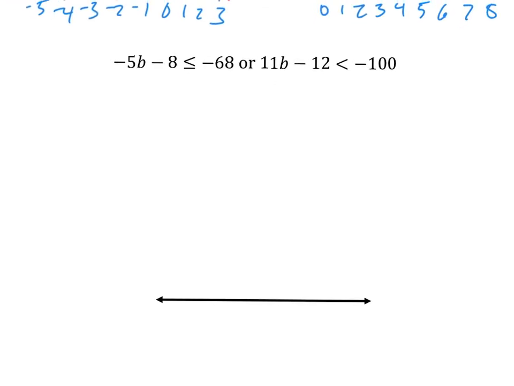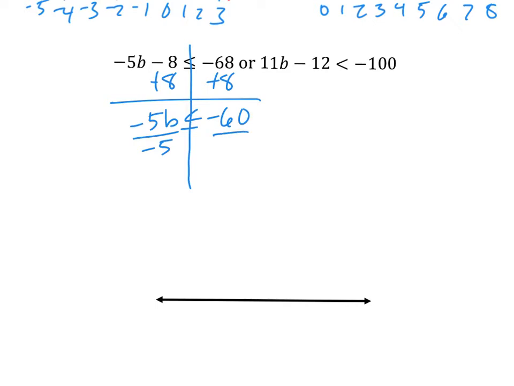Okay, now this one has a couple more steps to solve our inequalities. First, we want to add 8 on both sides for this one. We are left with negative 5b because our negative 8 and our positive 8 cancel out. Is less than or equal to negative 60. And then we have negative 5 times b, so we want to do the inverse operation, which is dividing by negative 5. Those will cancel, and we'll end up with b is less than or equal to negative 60 divided by negative 5, which is going to be a positive 12.